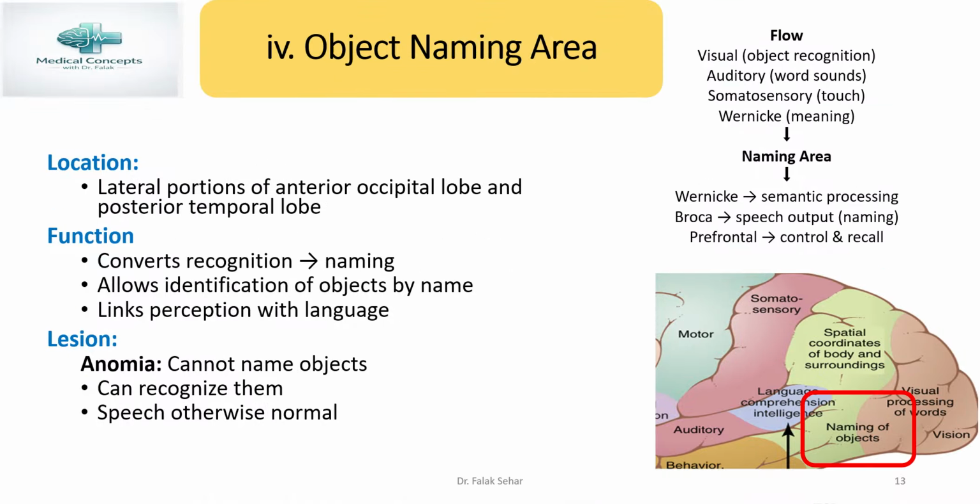Now coming to another important area of the parieto-occipito-temporal association area, and this is the object naming area. This area is located in the occipito-temporal region and is responsible for naming objects. It links what we see, hear or feel with language, allowing us to identify objects by name. Clinically, damage to this area causes anomia, where the person can recognize objects but cannot name them, while the rest of the speech remains normal.